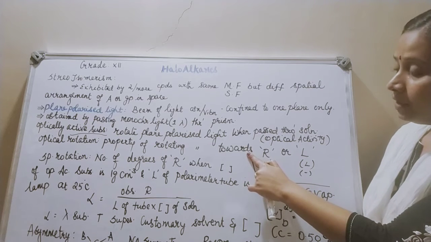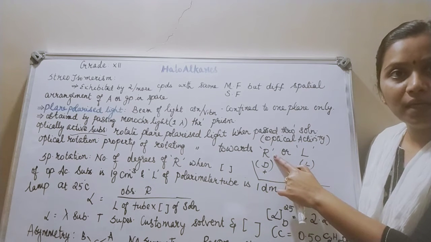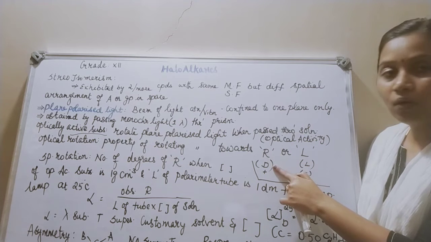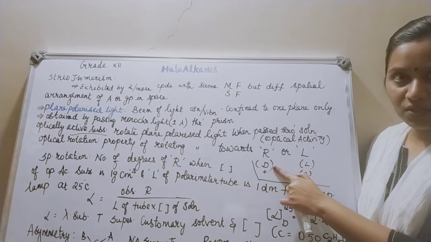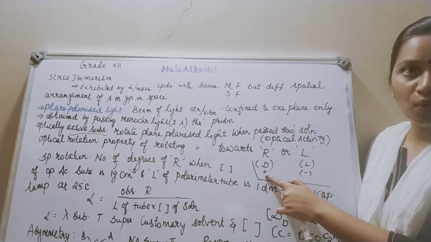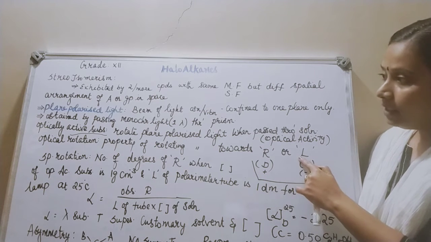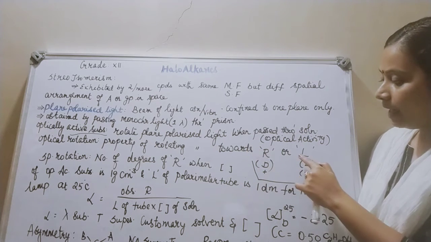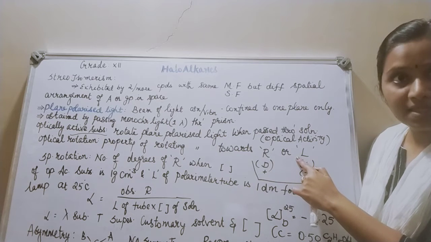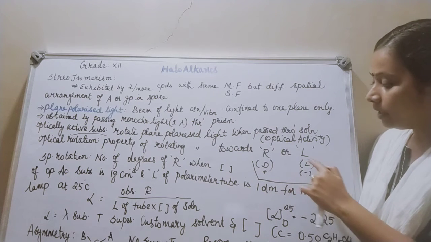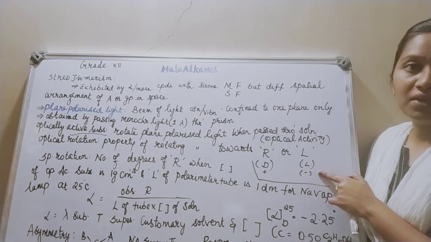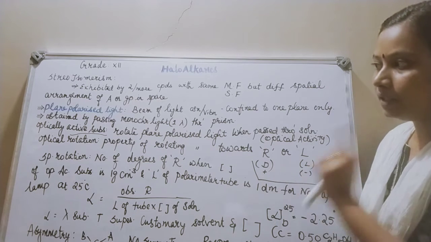Suppose the plane polarized light is rotated towards the right, what do we call it? Dextro-rotatory, which is indicated by a positive sign. Suppose the plane polarized light is rotated towards the left hand side, what is that called? It is called levo-rotatory, which is indicated by a negative sign. So clear? Till now it is clear.